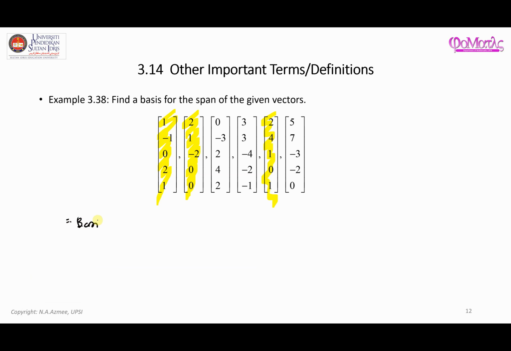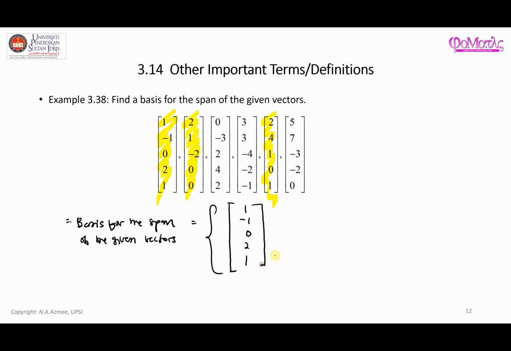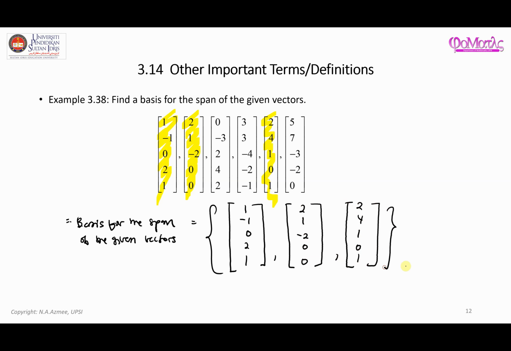a basis for the span of the given vectors is 1, -1, 0, 2, 1, and then 2, 1, -2, 0, 0, and finally 2, 4, 1, 0, 1. That's the answer that we're looking for.